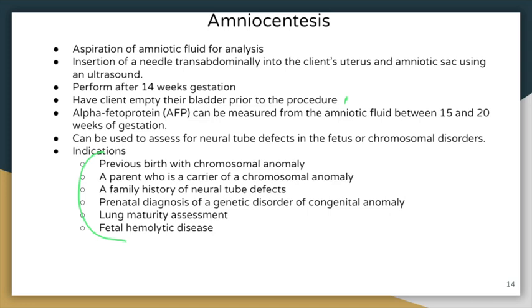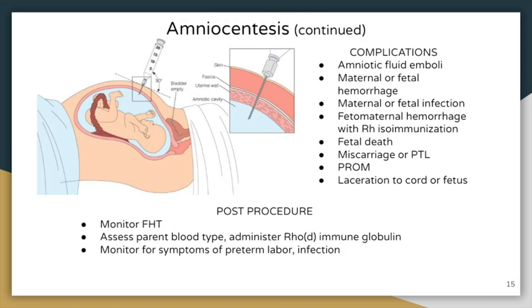It can be for a previous birth with a chromosomal anomaly, if there's a parent who is a carrier of a chromosomal anomaly, a family history of neural tube defects, the prenatal diagnosis of a genetic disorder of a congenital anomaly, a lung maturity assessment, and fetal hemolytic disease.